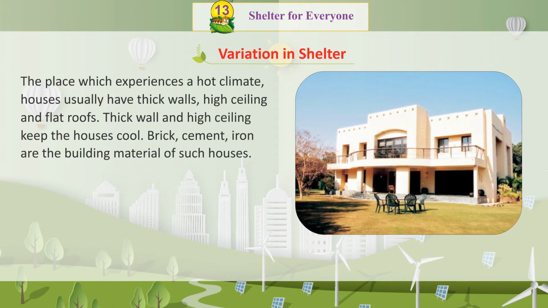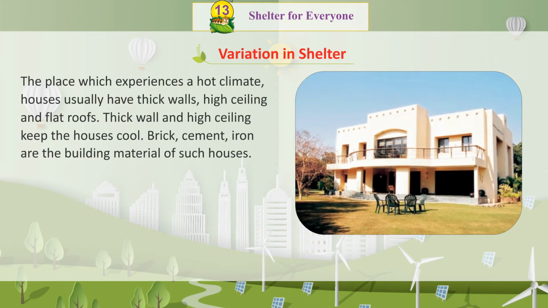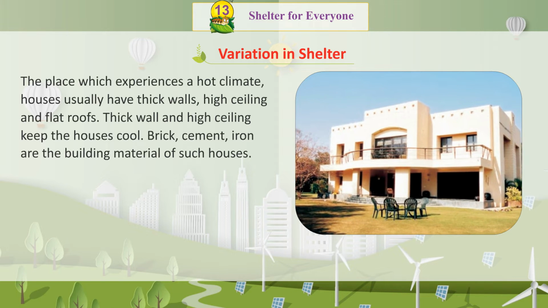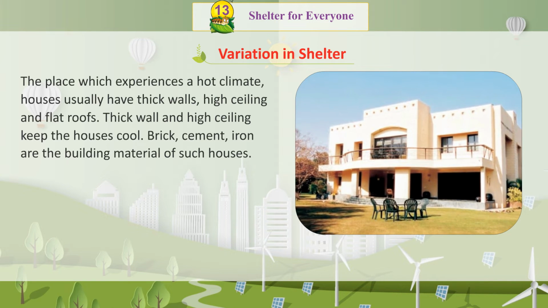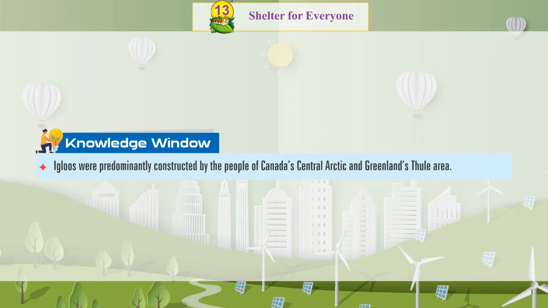In places which experience a hot climate, houses usually have thick walls, high ceilings, and flat roofs. Thick walls and high ceilings keep the houses cool. Brick, cement, and iron are the building materials of such houses. Knowledge window. Igloos were predominantly constructed by the people of Canada's Central Arctic and Greenland's Thule area.